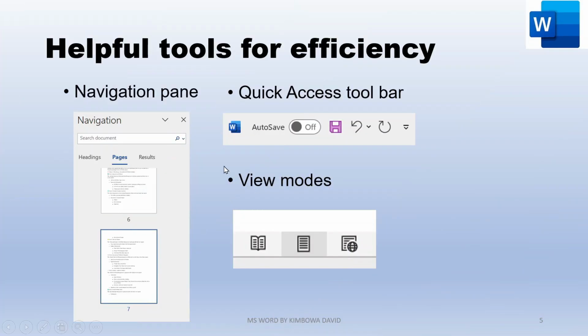Now, after looking at those, we have helpful tools for efficiency. If you want to be efficient enough, you actually need to have some of the tools by your side. One, navigation pane. Now, the navigation pane is always at the side of your document in the working area and helps you to do three things. One, it shows the headings that are in your document, provided they are professional. It doesn't show any headings, but it only shows the headings which are professional.